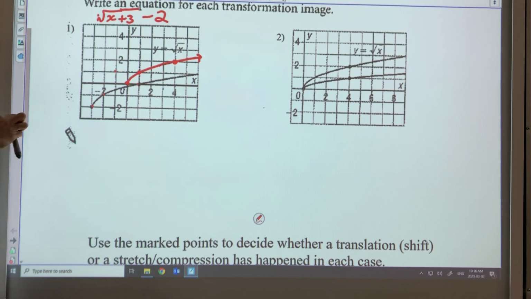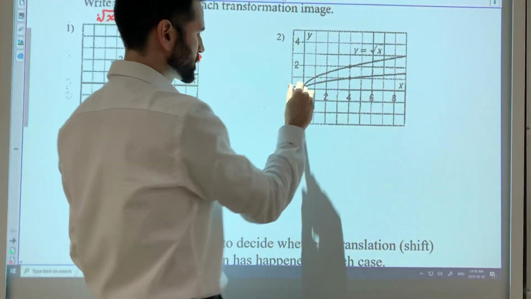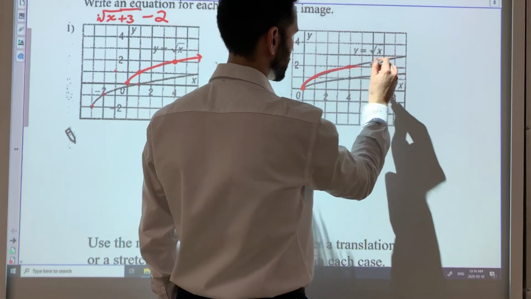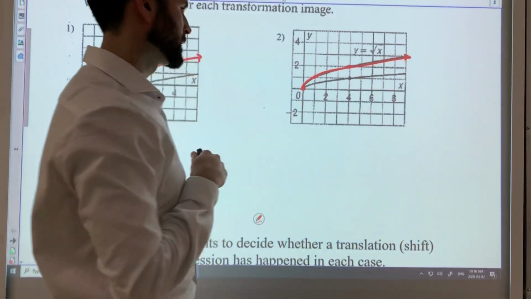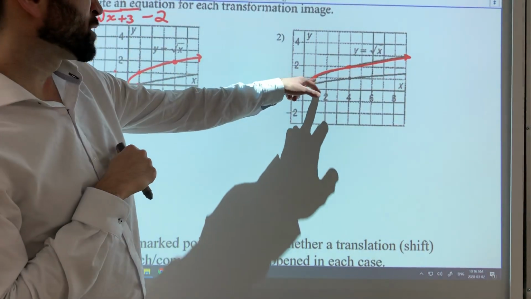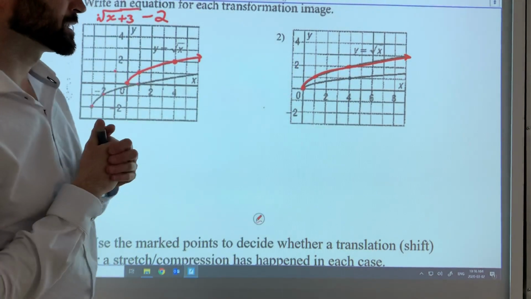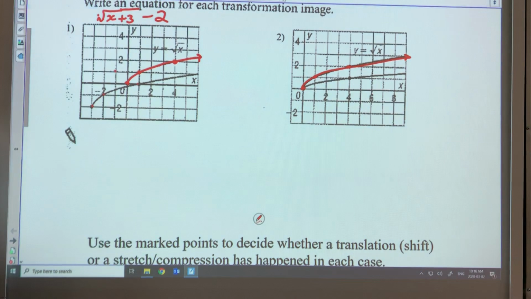Things to watch out for, like maybe if you look at number 2. So here's the square root of x right here. I'll just highlight it in red. And the transformed graph is this one down here. Really quickly, I'm like, oh, 1, 1/2, 0 stayed there. So it's probably some kind of vertical compression. What did you guys come up with?